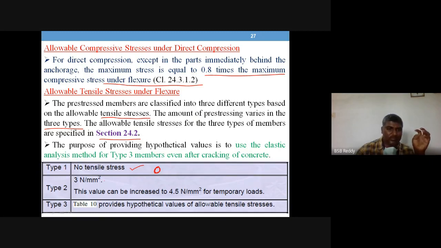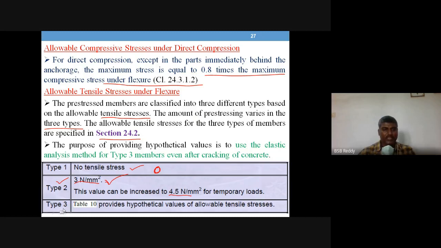And for type 2, even if some tensile stress is developed, if it is okay for you in a particular structure, then you limit that to 3 Newton per mm square. So limit the tensile stress in bending to 3 Newton per mm square. And for temporary loads, if you have any, you can increase that value to 4 point. So this is called type 2 member, whereas for type 1, tensile stresses will not be permitted at all, it is 0. And in type 2, we will permit some value of tensile stress.